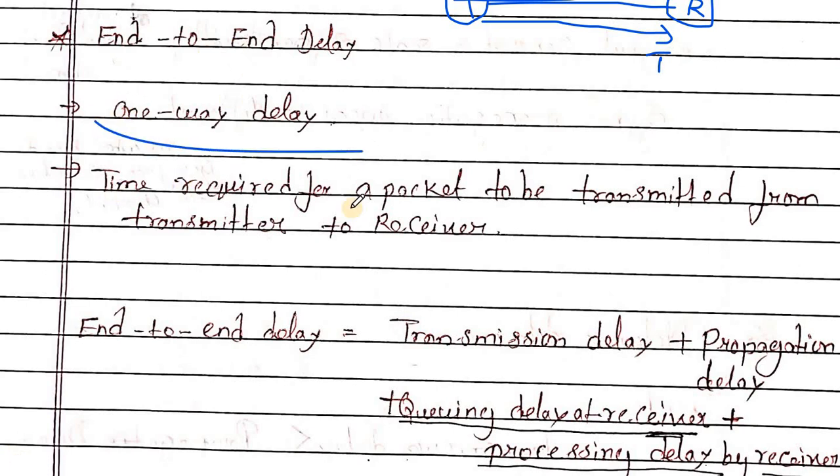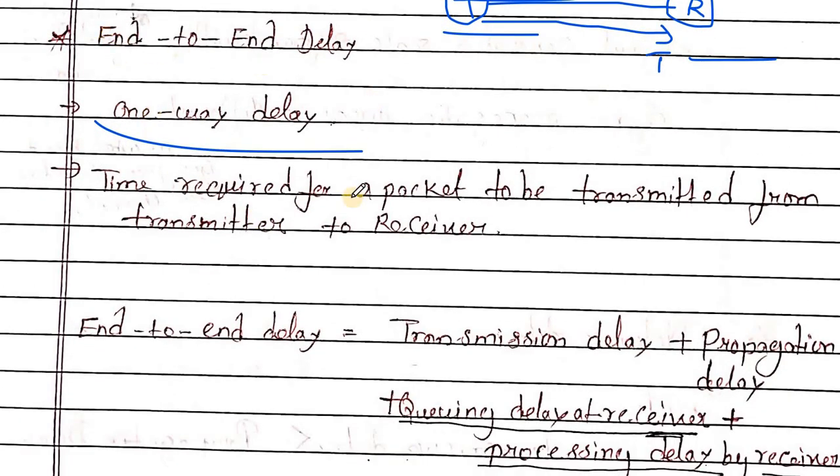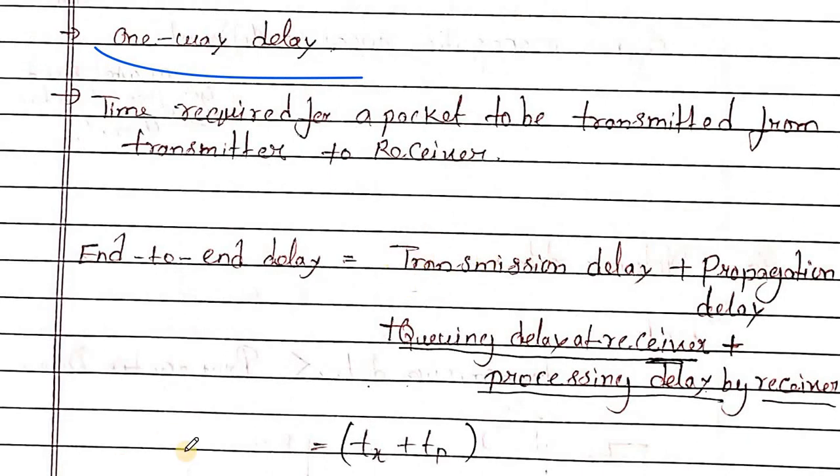One-way delay means the time required for a packet to transmit from the transmitter to the receiver. This is called end-to-end delay. The formula for end-to-end delay: first there is the transmission delay, putting the packets into the channel. Then the packet travels from transmitter to receiver, which is the propagation delay.